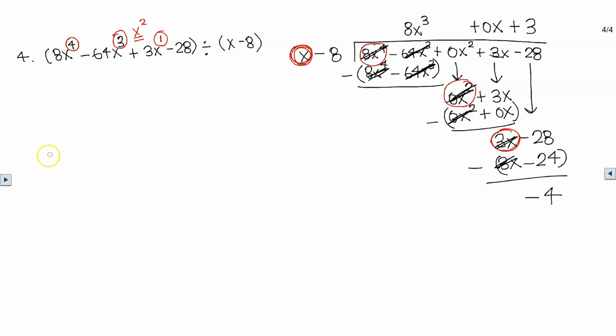Now, when you come over here to write your answer, this plus 0x you can actually leave out of the answer because 0 times x is a 0. So this answer would be 8x to the third plus 3. And then with my remainder, I'm going to put minus because it's negative. And then it'll be 4 over x minus 8.